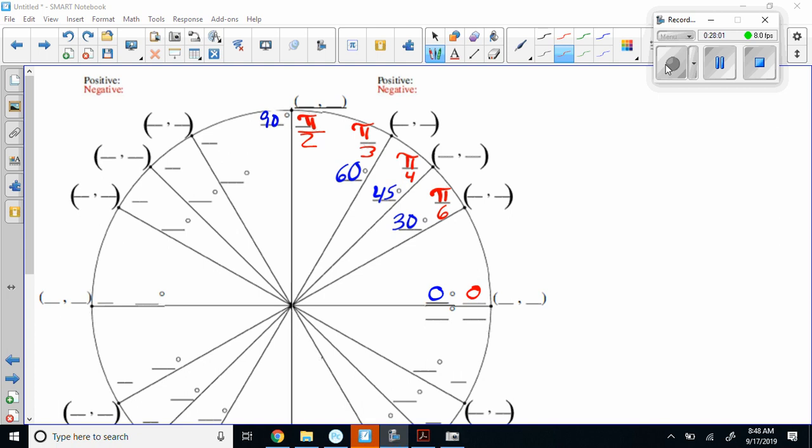Now, it's making you hungry. It's like a pizza. Alright.